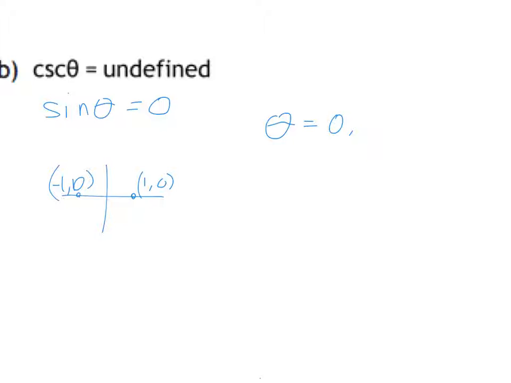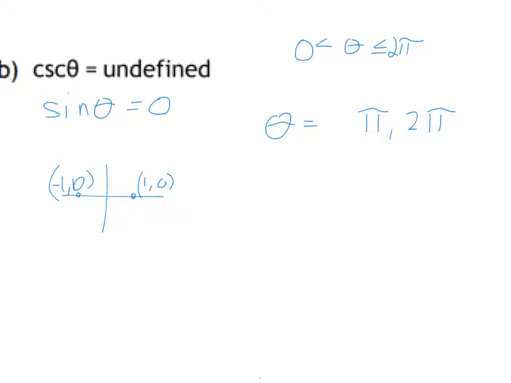Zero, pi, and 2 pi. If we're working on that domain, it doesn't tell us here, but if we're working on that domain between 0 and 2 pi like that, then it's just pi and 2 pi, if we don't include 0 in the domain, which often you'll see. Then the values are pi and 2 pi.